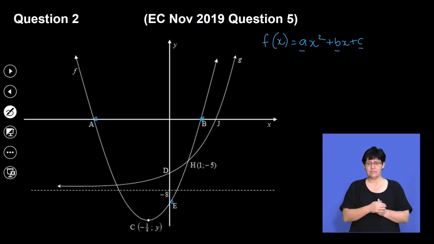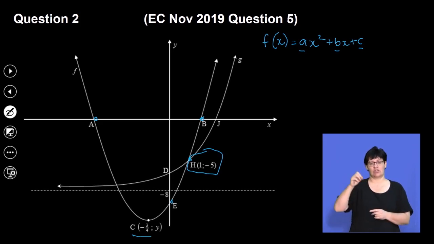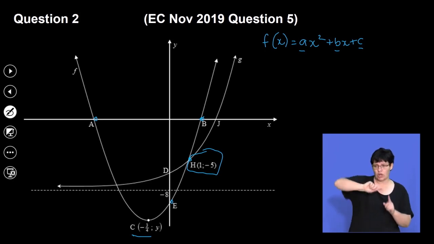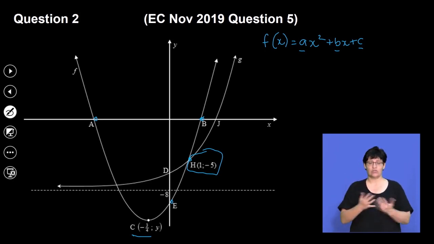What we do know is that this point h lies on the parabola as well as the exponential curve. And then we know the x-intercept, the x-coordinate of the turning point down over there. So we don't have very much to go on.